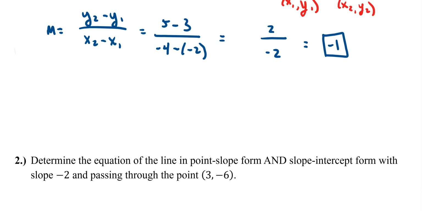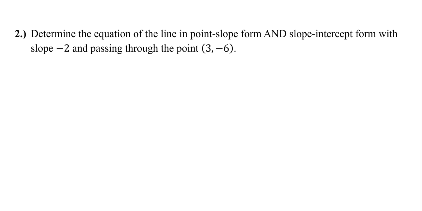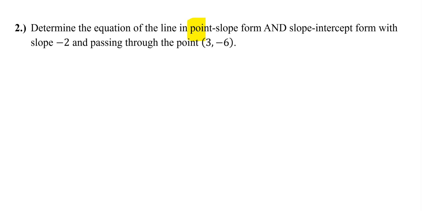All right. Next one, we want to determine the equation of the line in point slope form and slope intercept form for a line that has a slope of -2 and it's passing through the point 3, -6.